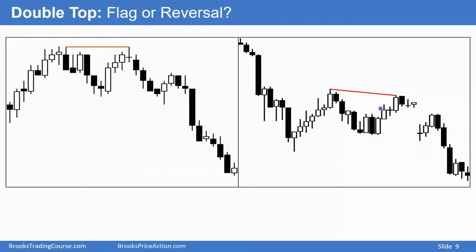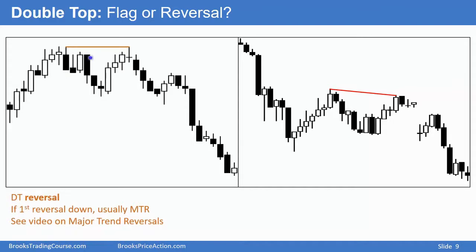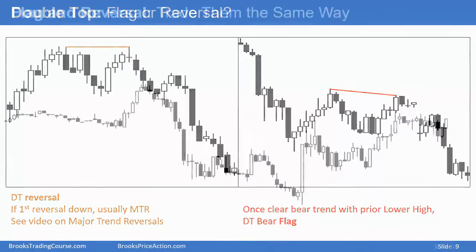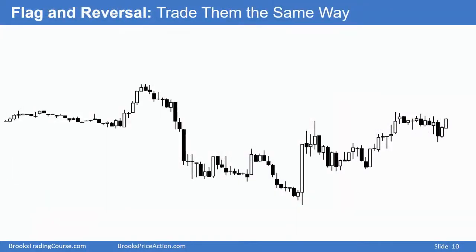Double top, do you see the difference between these two? If I see a double top in a bull trend, I think of it as a double top reversal. Could be minor, could be major. If we're in a clear bear trend, and then get a double top, I call it a double top bear flag. So bear flag in a bear trend, reversal if it's in a bull trend. It doesn't matter if it's a flag or a reversal, you trade them the same way.